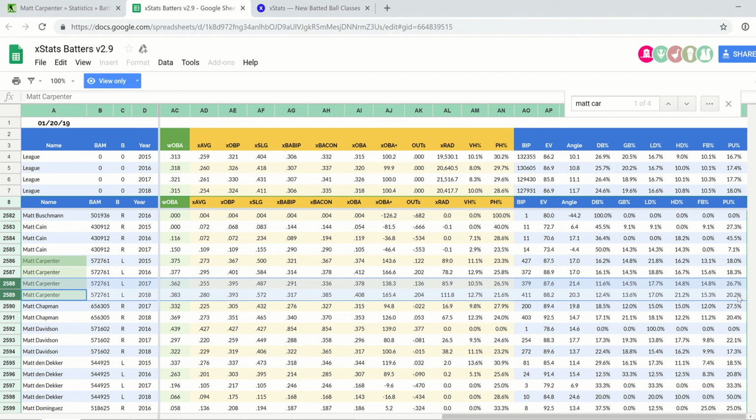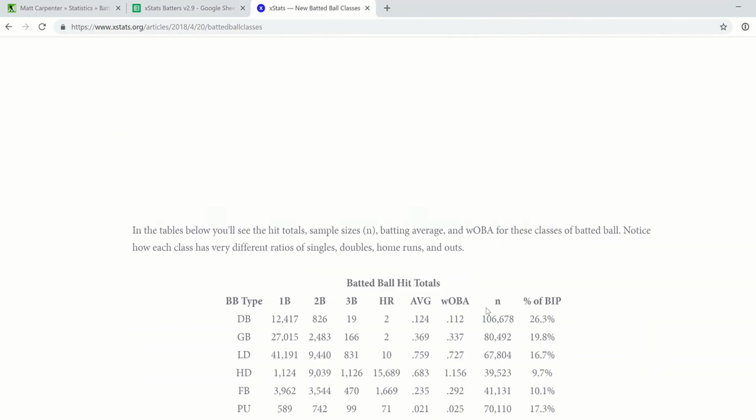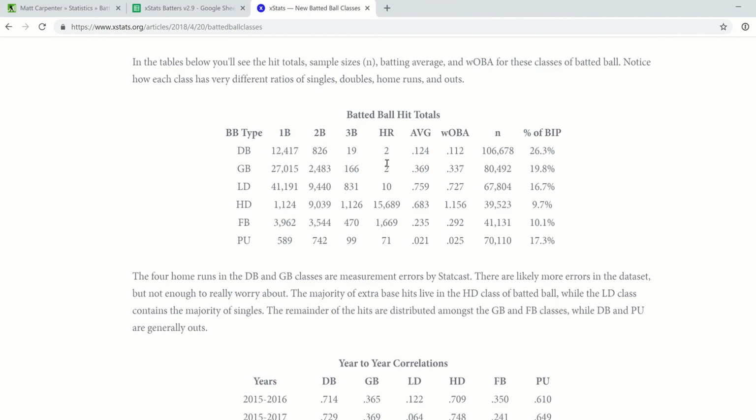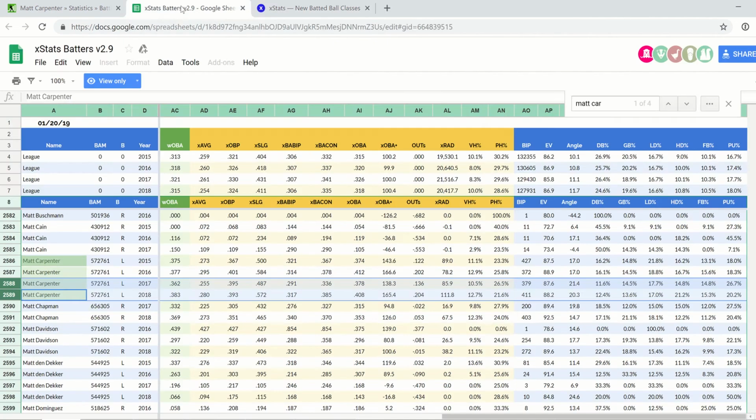You see a 6.5% dip in pop-ups. Now, pop-ups, under the classification for xstats.org, those right here have a batting average of 0.021. That's right, 0.021. So only 2 out of 100 fall. They're essentially the same thing as batted strikeouts. Now, he was hitting 8.7% more than league average of those.